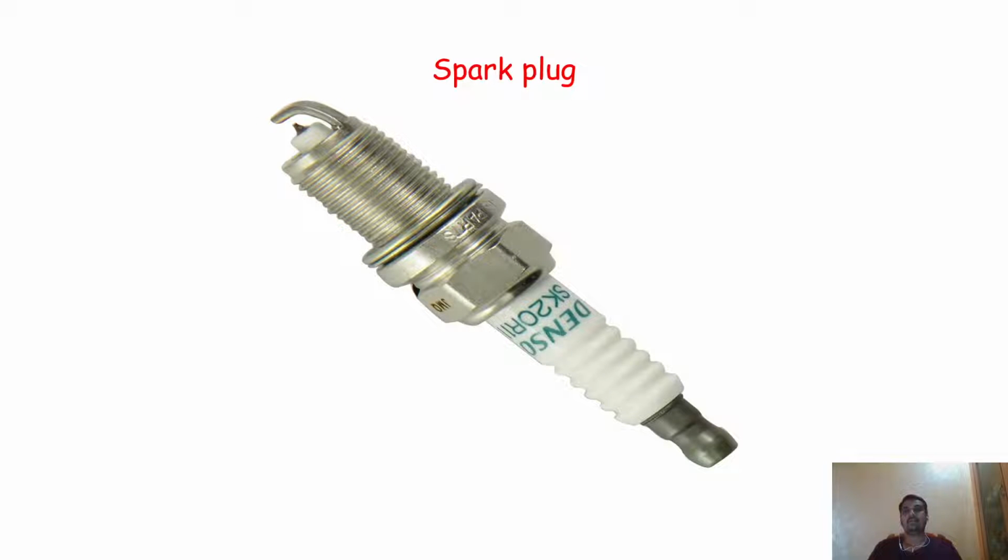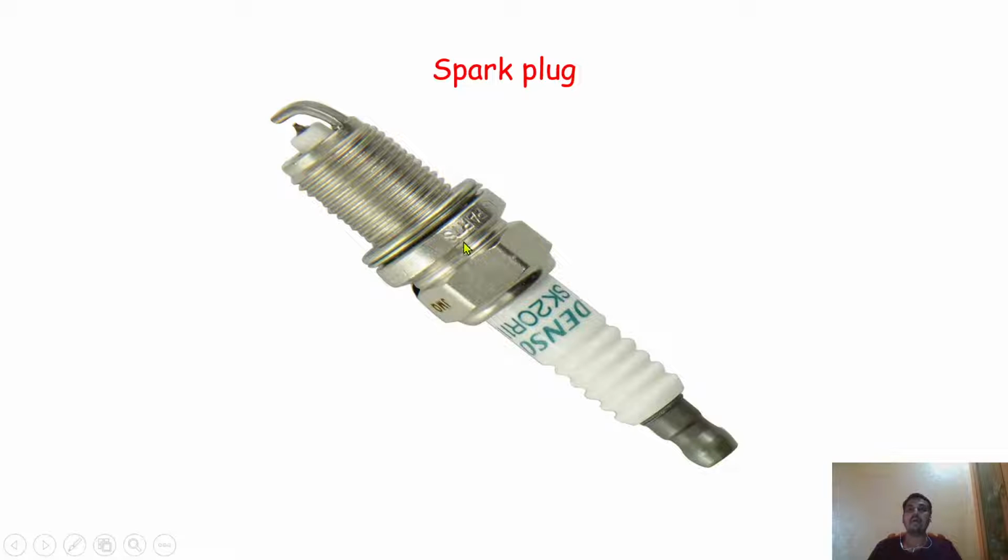Dear friends, as we discussed the working and constructional features of the ignition systems, like the battery ignition system and magneto ignition system, in every ignition system the basic element is nothing but the spark plug. In this video, we are going to discuss all about the spark plug. We know the spark plug is a device which is used to generate the electric spark inside the engine cylinder for ignition purposes.